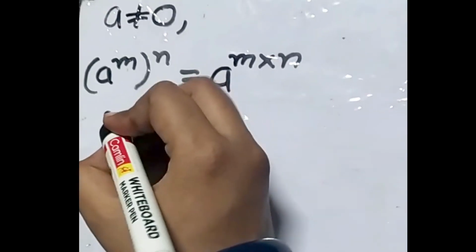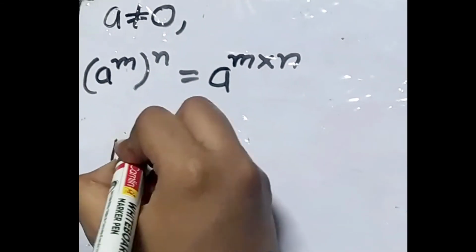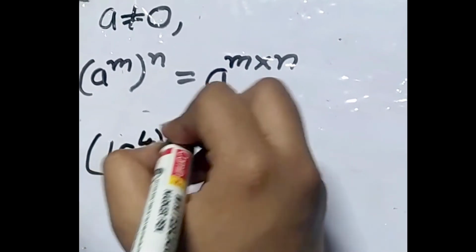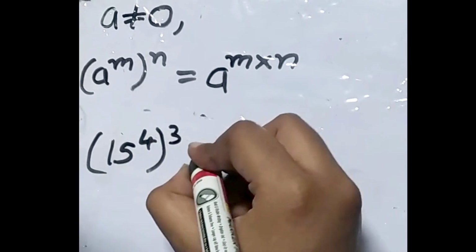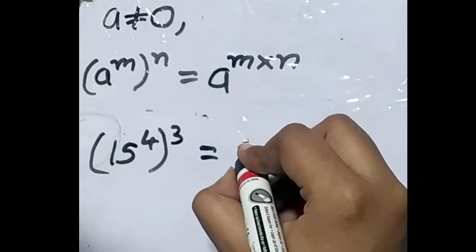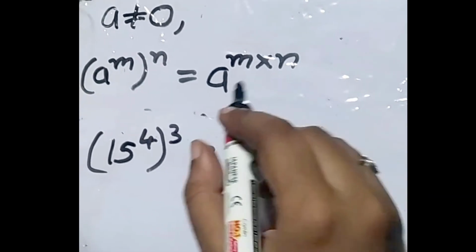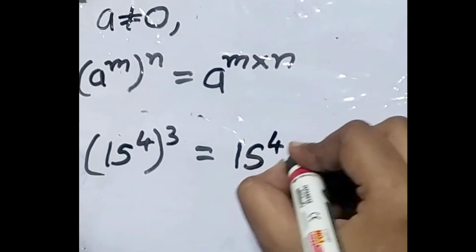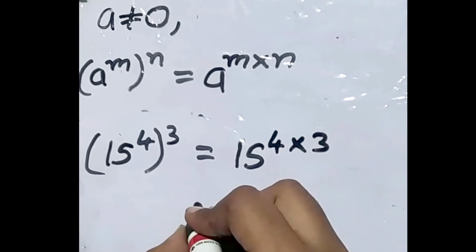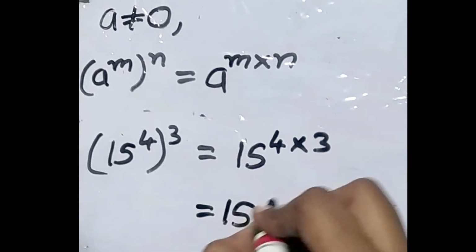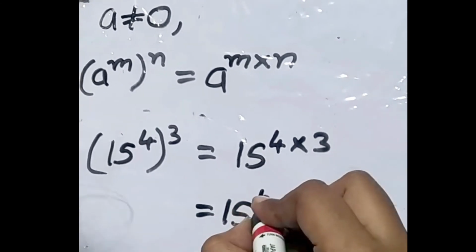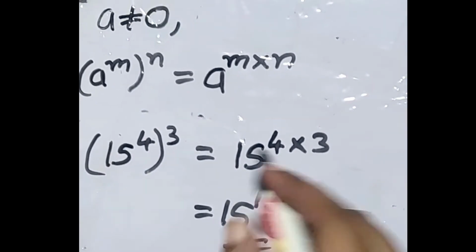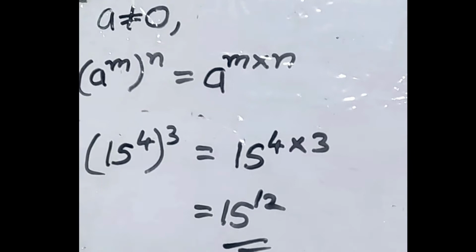Now we will see this example: 15 raised to 4 the whole raised to 3. Which is equal to, applying this rule, 15 raised to 4 into 3, which is equal to 15 raised to 12, since 4 threes are 12. This is how we can use this rule directly in such examples.